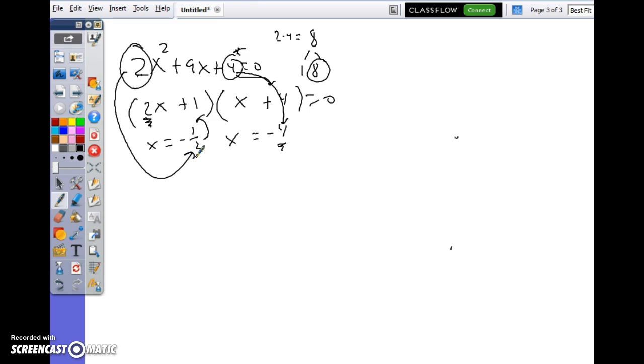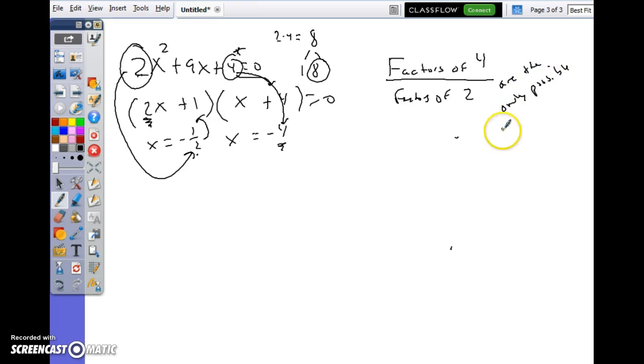So here's what Descartes would say. He would say factors of, in this case, 4 divided by factors of, in this case, 2 are the only possible rational roots. In other words, if it factors, these are the ones you can find. It has to be those. That's the only option it can be. There's no way it can make a 7 because there's no 7s in here. It could make a 4, it could make a 2, it could make a 1.